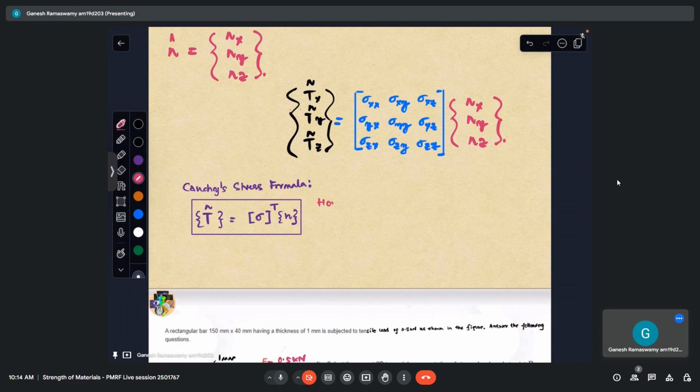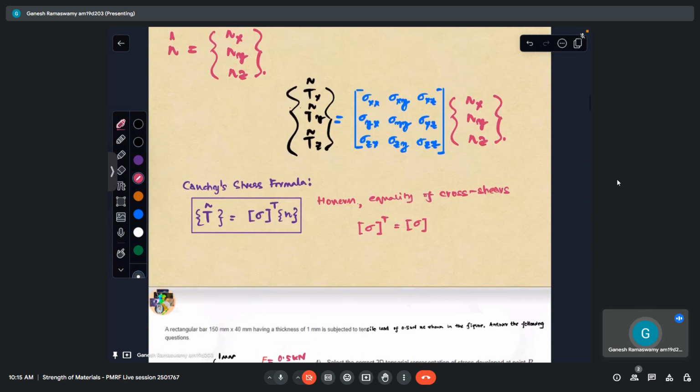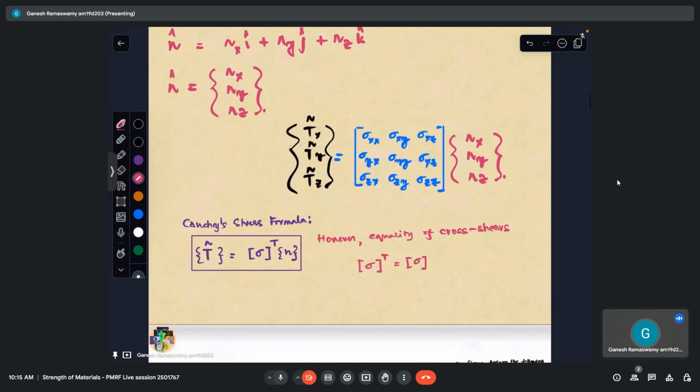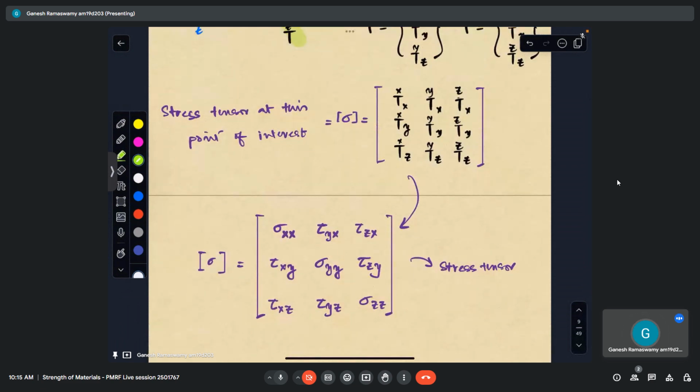However, since by equality of cross shears, sigma transpose is equal to sigma, it is general convention that we drop the transpose there and write it this way. However, it needs to be kept in mind that one should not think something is inconsistent, because here the first subscript becomes xyz, whereas earlier when we arranged the traction vectors in this order, the first column's first subscript was all x.